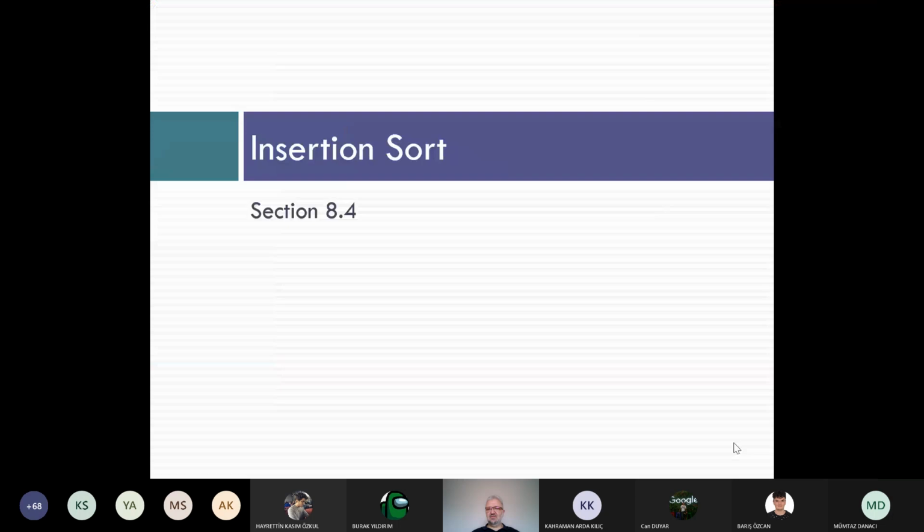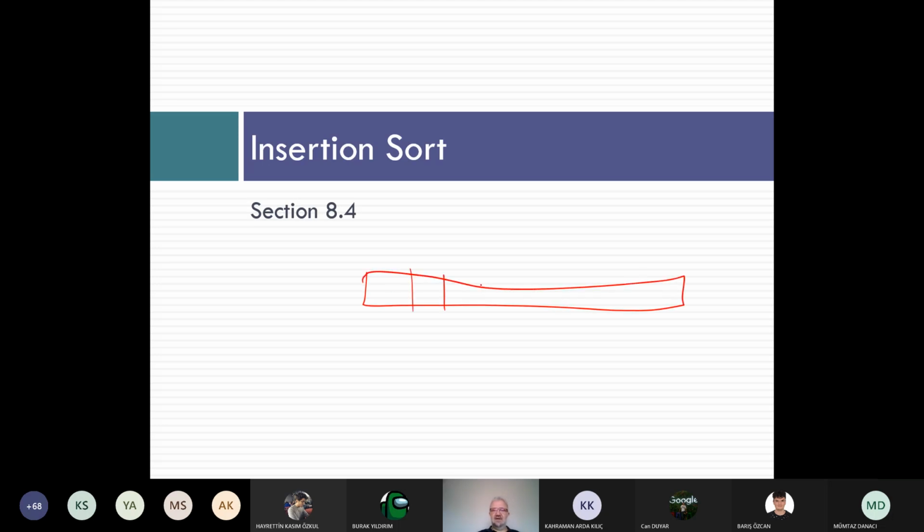Okay. Let's continue with the next sorting method, which is called insertion sort. Again, in insertion sort, we have an array of elements, and we try to insert each element one by one into a sorted sequence.